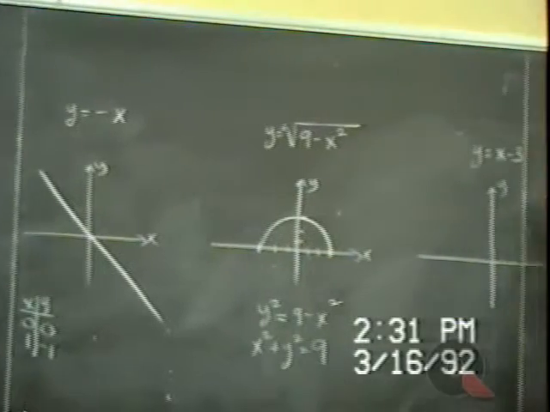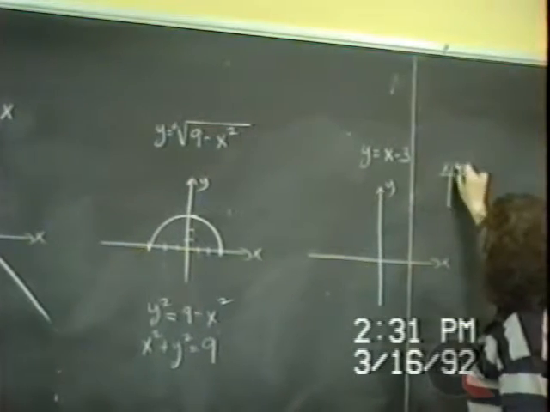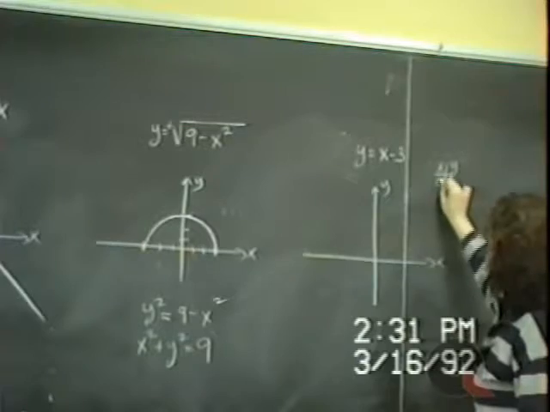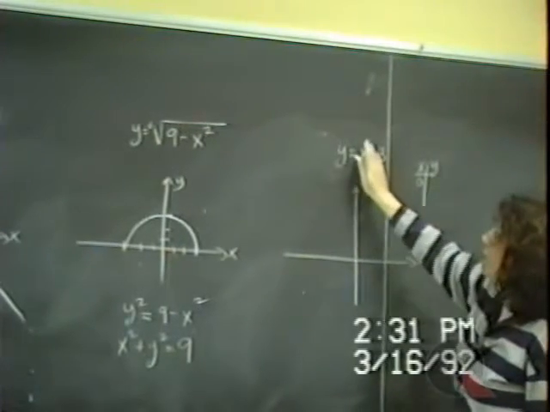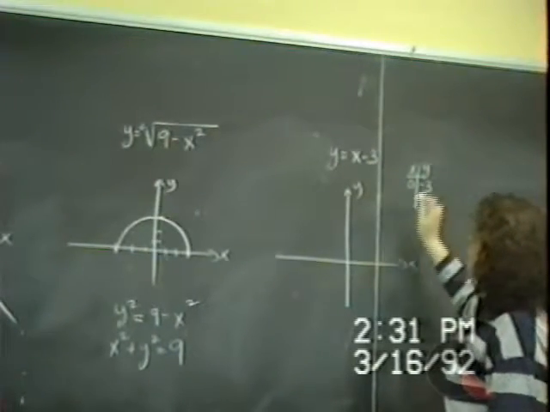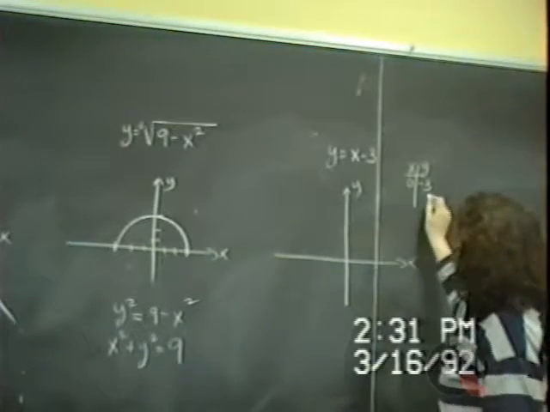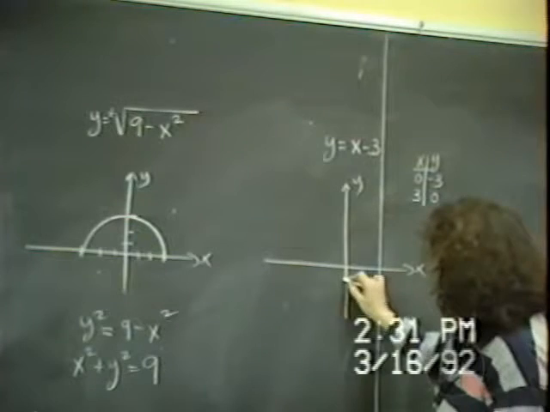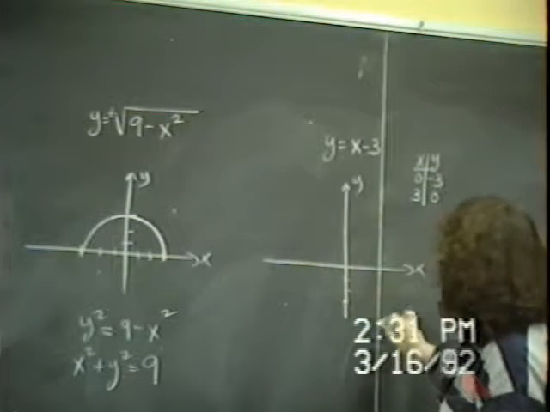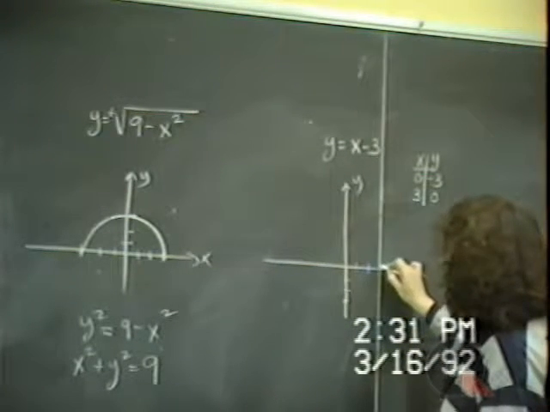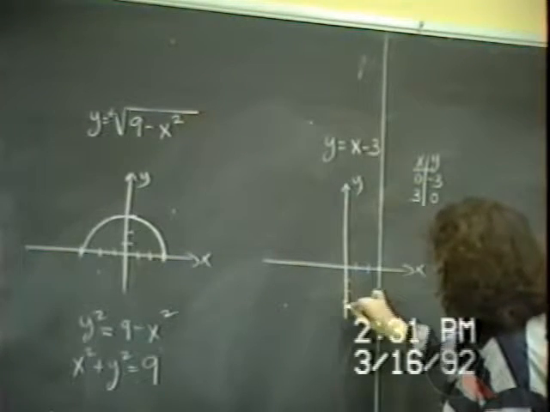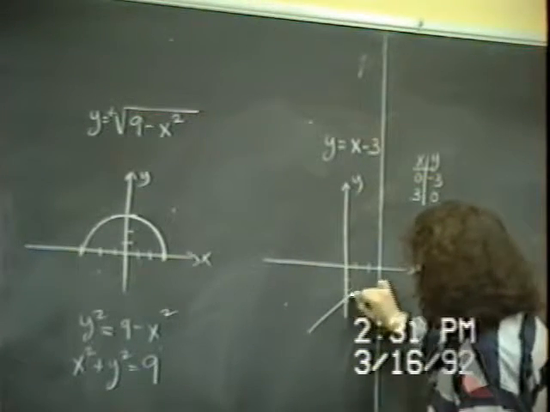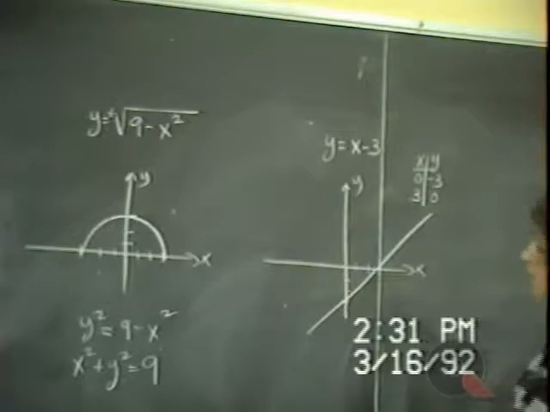And finally, over here, we have another straight line. If x is 0, 2 points determine a straight line. So if x is 0, y is minus 3. If y is 0, x is 3. So it goes through 0, minus 3, and 3, 0. And it looks like that.